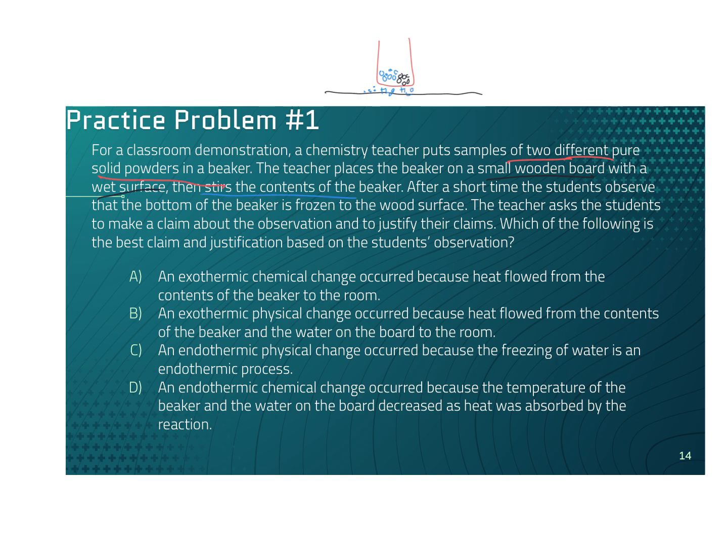And then they stir them together, right? So they mix all of this together, maybe with a little stir bar. They say after a short time, the student observes that the bottom of the beaker is now frozen, and so this water here is now frozen. The teacher asks the students to make a claim about the observation and justify their claims. So it's saying which of the following is the best claim and justification of the student's observation. Well, what we notice is originally we have liquid water right here, and then eventually that turns into ice. That means the temperature of the surroundings has gone down.